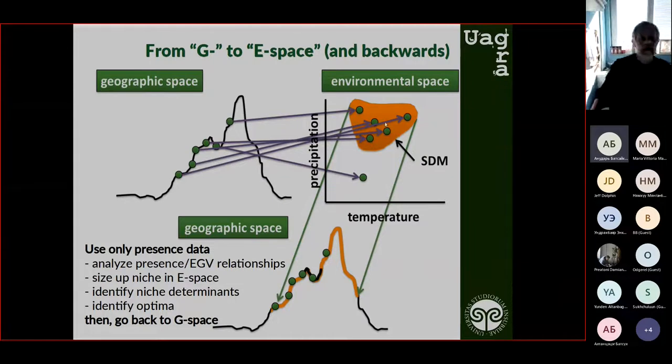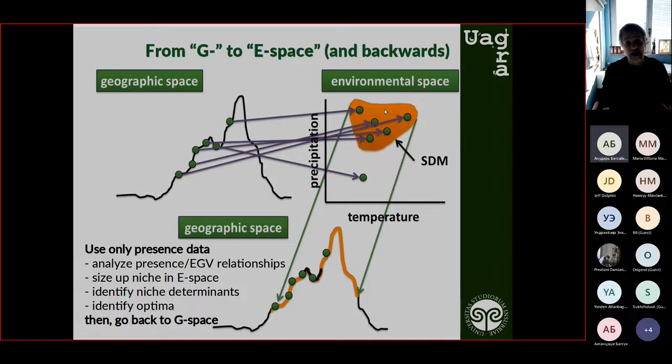So, in the second step, we are still in the E space. We know that any other point, any point different from the few green ones, can you see my pointer here? There is no dot, but here I'm inside the niche.